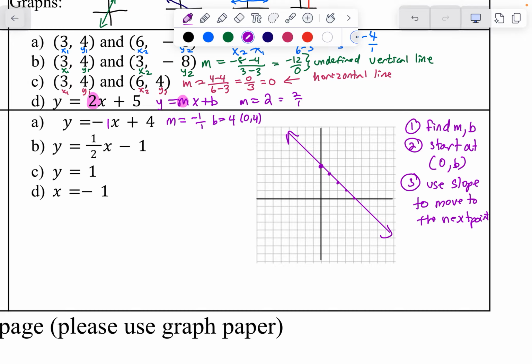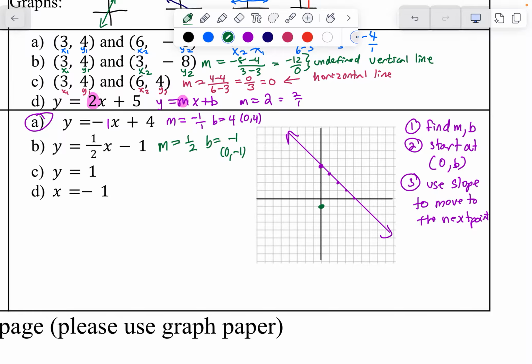Any questions on how we did A? Any questions on that one? Okay, let's do B. Can somebody tell me what is our slope of B? Jaime, what do you think? What's the slope of this line? You got it. And then our starting point is going to be that b. Can somebody tell me what my b is? Negative 1. So that is the point (0, negative 1). So go down there. That's your starting point.